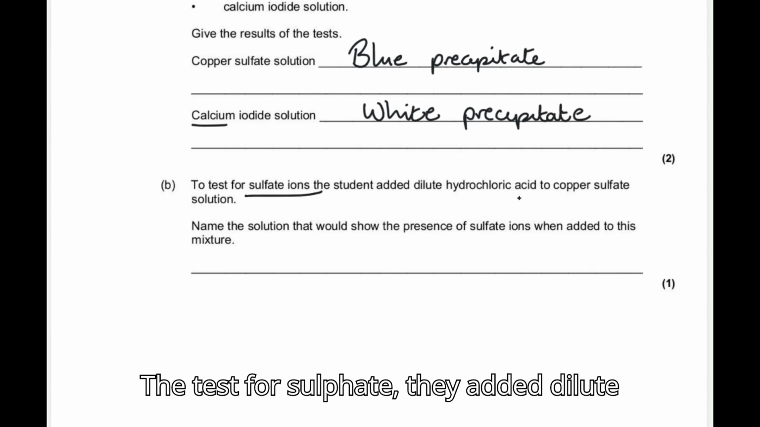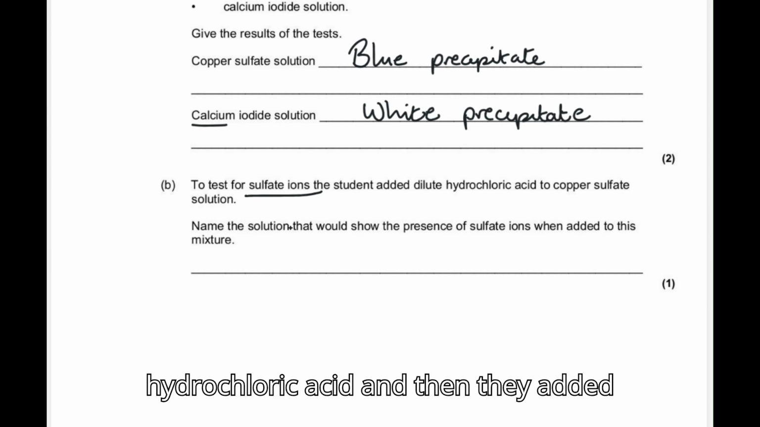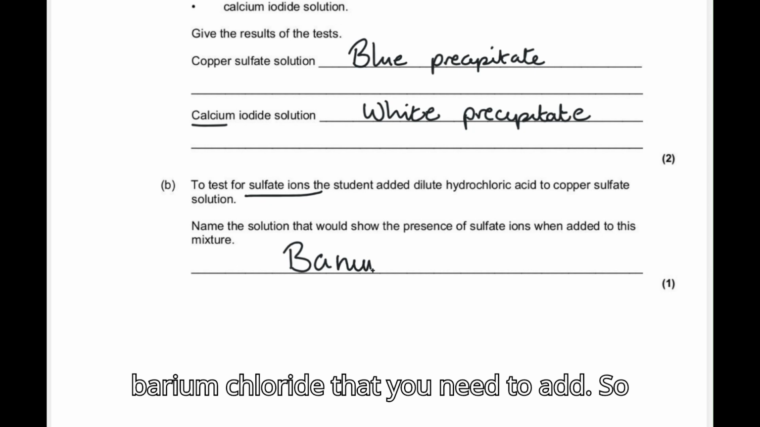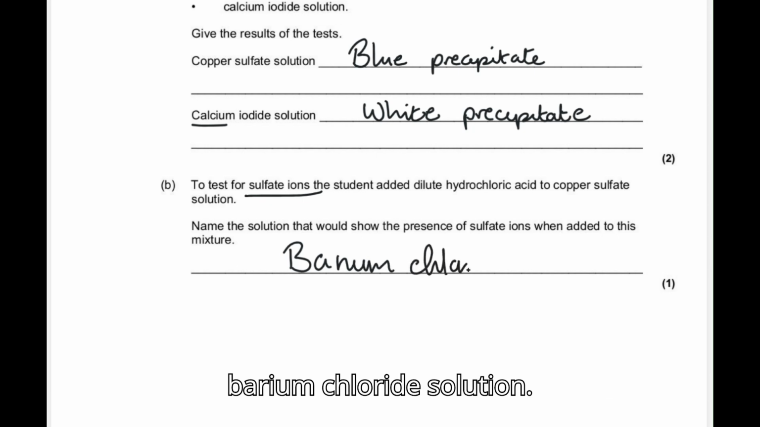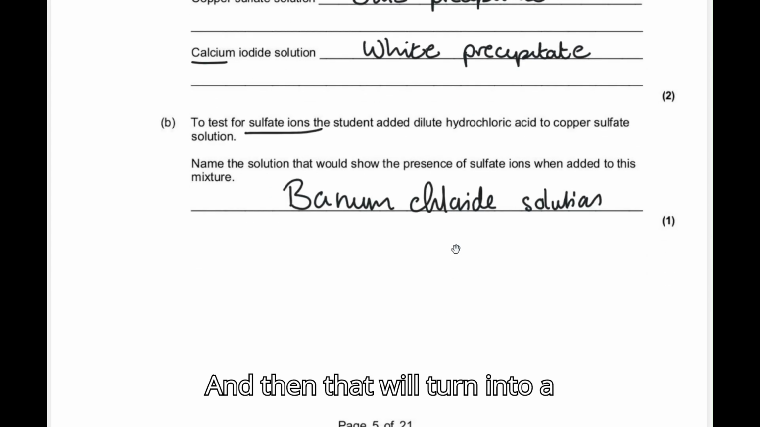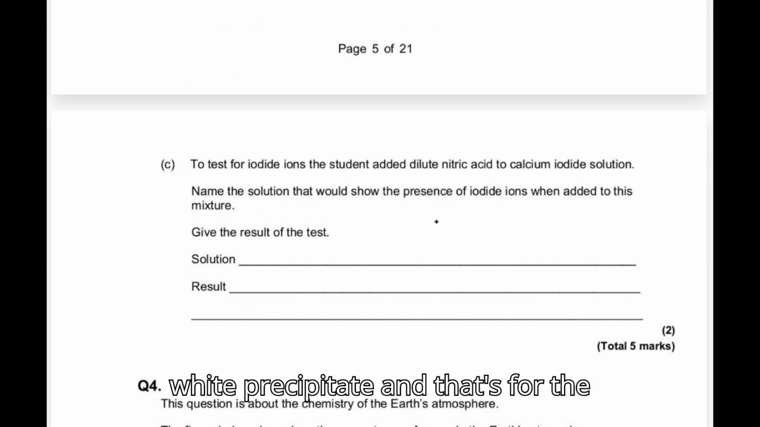To test for sulfate, they added dilute hydrochloric acid and then they added something else. So this would be the barium chloride that you need to add. So barium chloride solution. And then that will turn into a white precipitate.